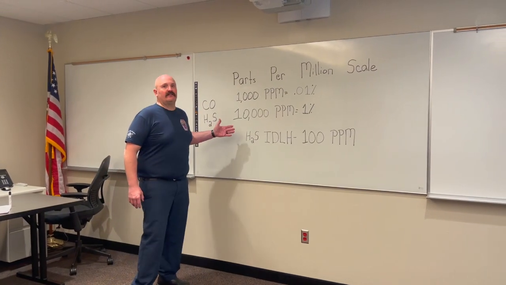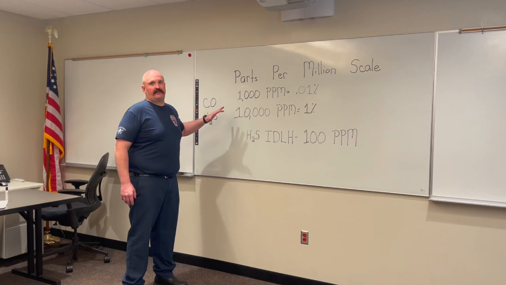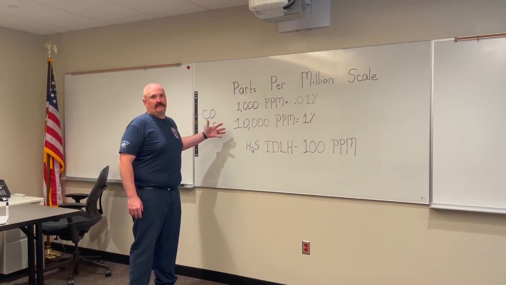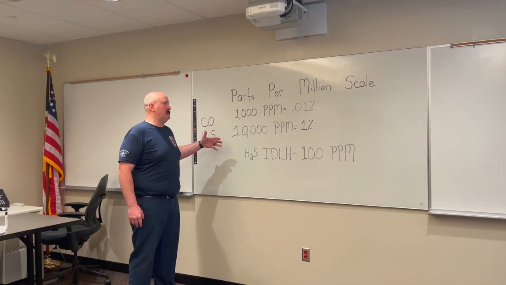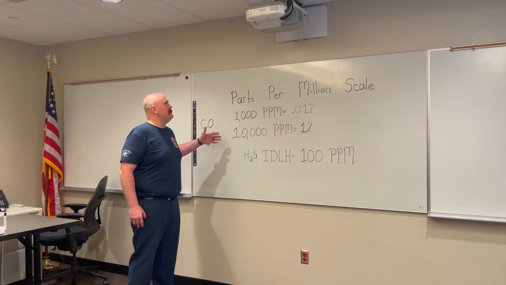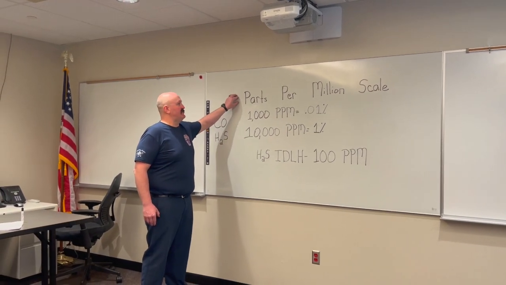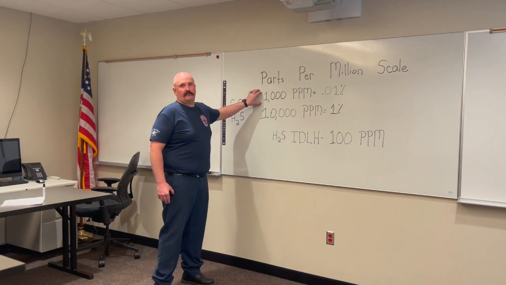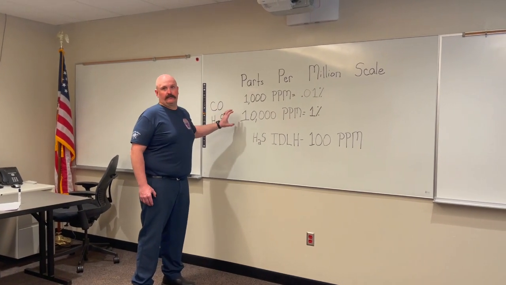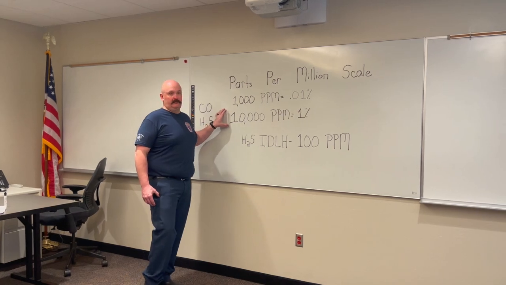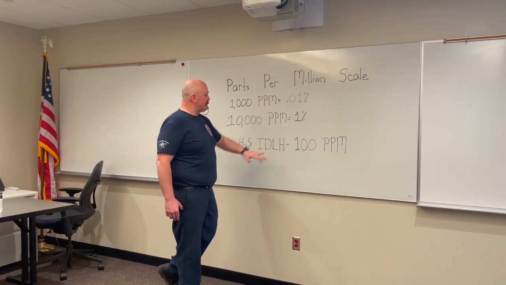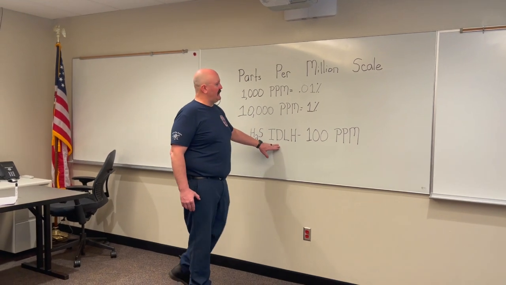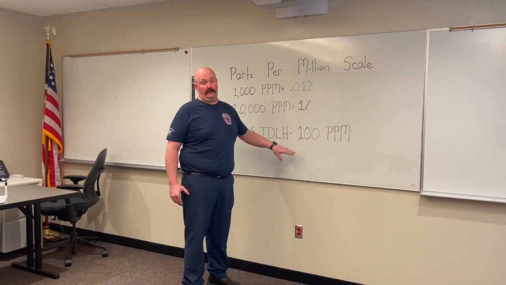So, discussing and considering the parts per million scale, what information our monitor may give us, and how we can interpret or use that information. If we're looking at parts per million on a scale and convert that to a percentage, 1,000 parts per million is equal to 0.01%. 10,000 parts per million is equal to 1%. For reference, for hydrogen sulfide, the IDLH is 100 parts per million.